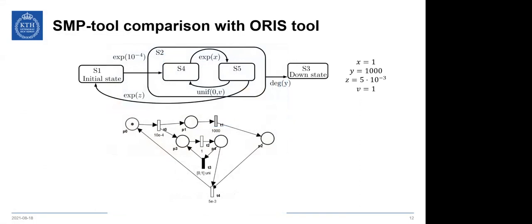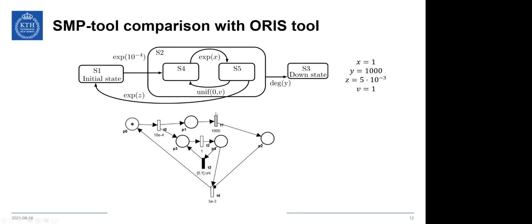And we also compare this tool with the ORIS tool, which is another tool that can handle complex models. The difference is that it looks at models modeled with stochastic extensions of Petri nets, while we look at state transition diagrams with stochastic extensions. And we first did this on the case study I just showed you, and we found that both the precision of the result and the time it took to analyze were comparable in both cases.